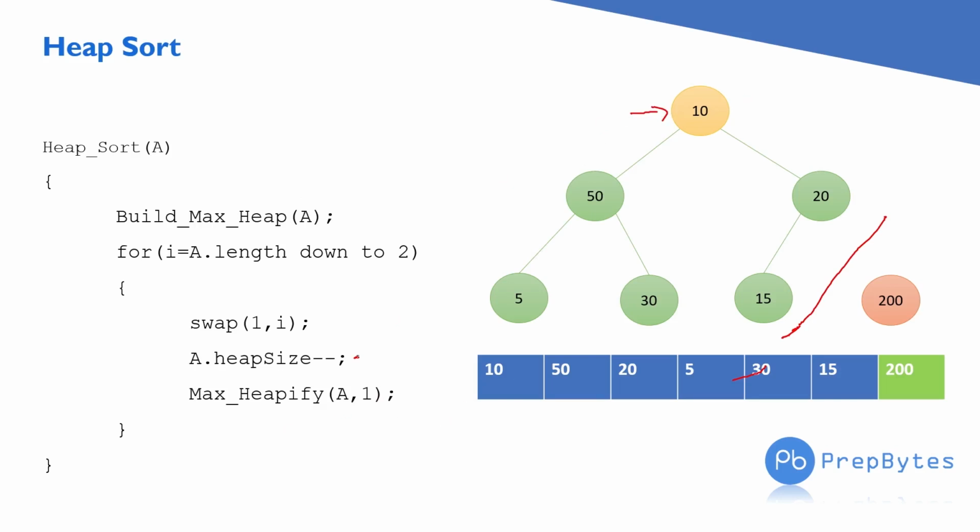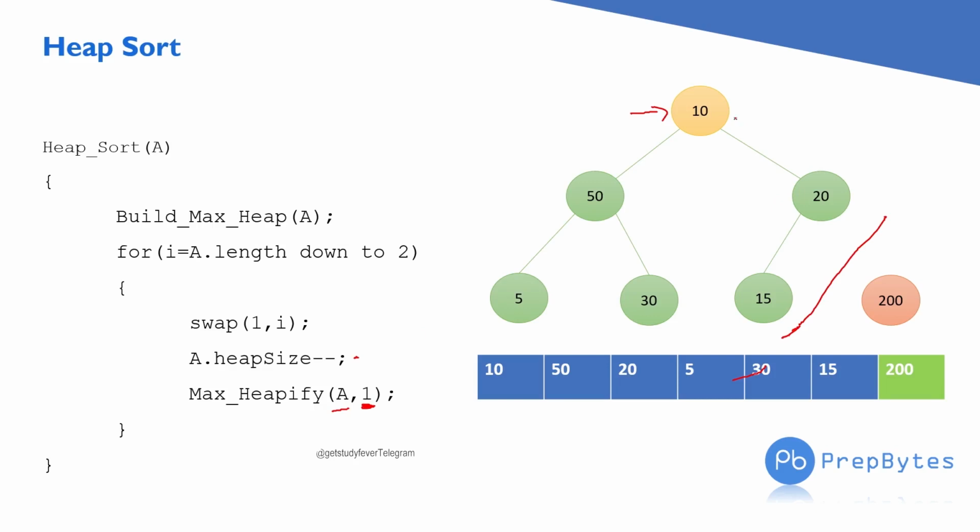Fine. So in this heap sort, max heapification will always be called from the root. As you can see, we are passing our array and we are passing the first index. So the max heapification will always be called on the root. Fine. So 200 is at its correct position, and now we are calling the max heapify function.